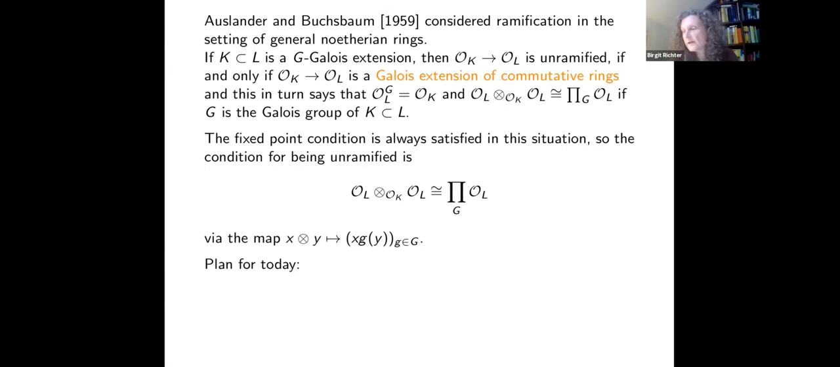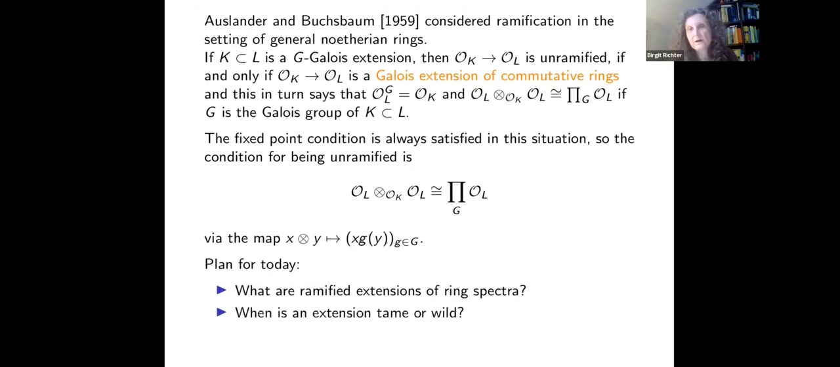So the plan for today is as follows. The first question is, what the heck is ramification for ring spectra? And then what took us quite a while was to say, when are they tame or wild? But the most important thing is examples. We propose a definition, and the only way to test whether this is any good is to deal with examples, and they will be mostly in the vicinity of topological K-theory or topological modular forms. But if you don't know what that is, relax.